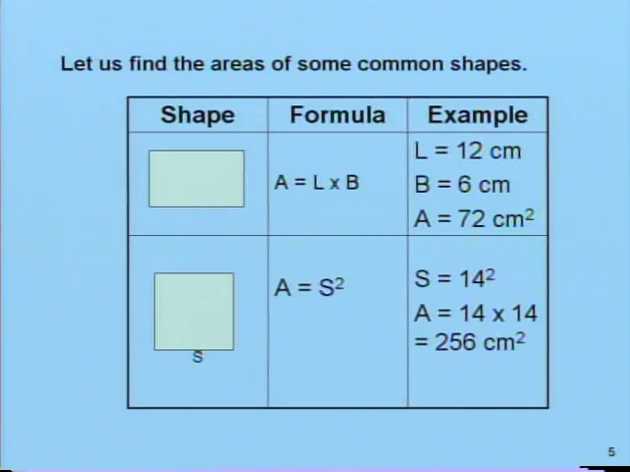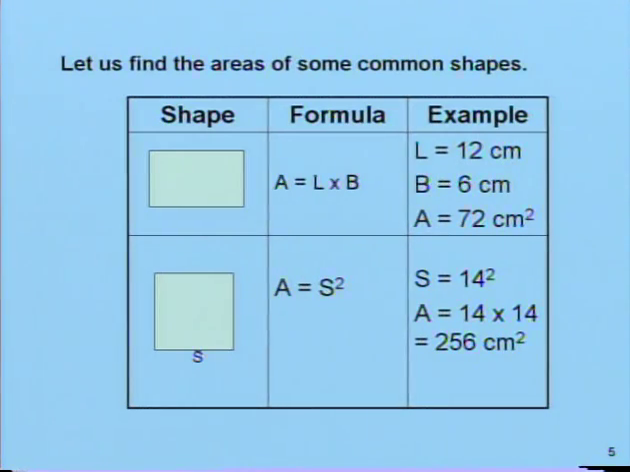So if we're given that L is 12 cm and B is equal to 6 cm, the area is equal to 12 times 6, which is 72 cm squared. And note this particular unit for measuring area. Area is measured in square units, and in this case the area is expressed as 72 centimeters squared.